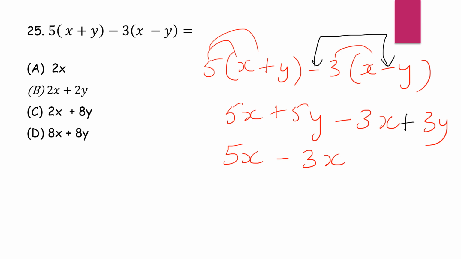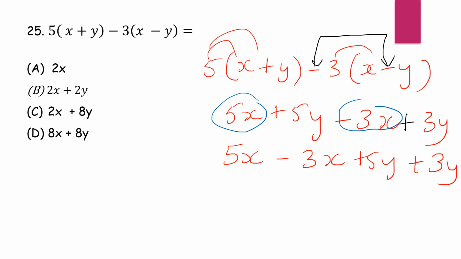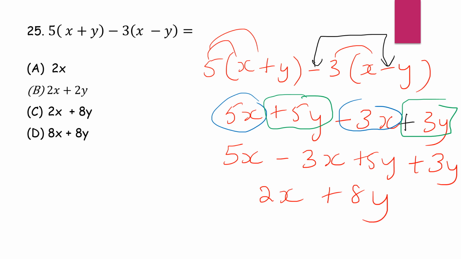Let's make a note of that. So this goes with this. And then we're going to add plus 5y goes with this plus 3y. Let's get a different color, green. This goes with this plus 3y. So the answer is going to be 2x plus 8y. 2x plus 8y. So the answer is C.